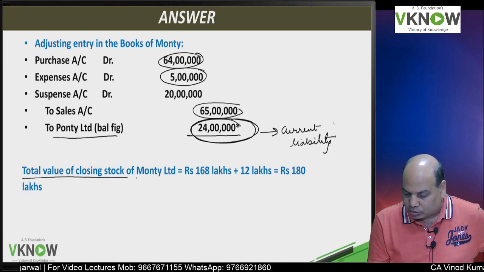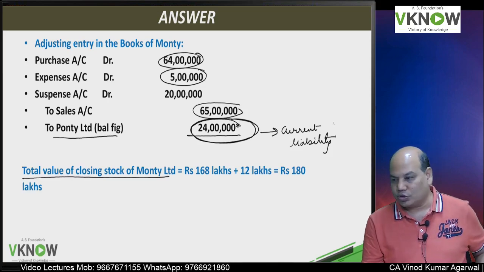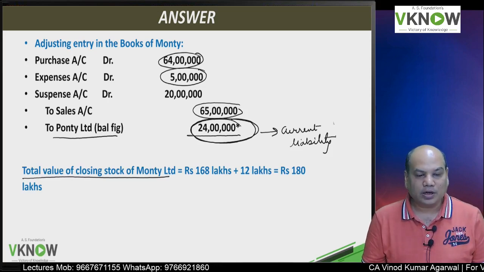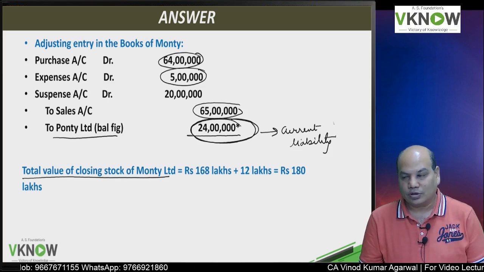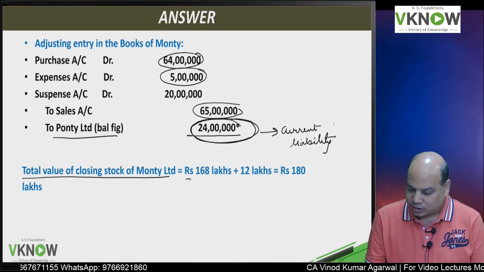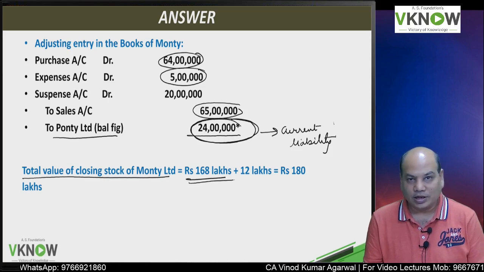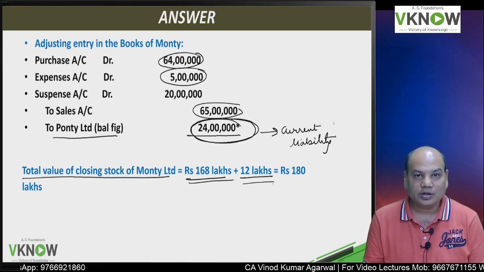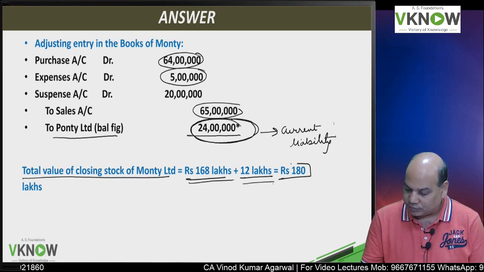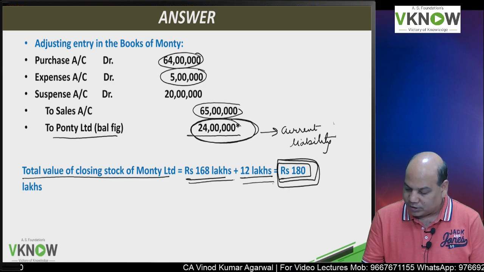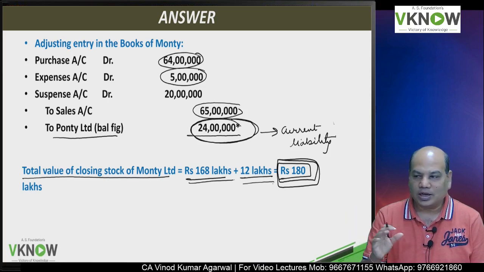Now write one note below. Total value of closing stock of Monty. Monty Limited's own stock given in the problem is 168 lakh plus Monty Limited's share in the asset of the joint venture, 12 lakh, and therefore Monty Limited will present closing stock of 180 lakhs.